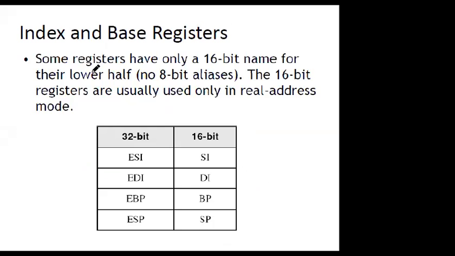Then we have index registers. Some registers have only a 16-bit name for their lower half, and 16-bit registers are usually used in real address mode. In real address mode, I have mentioned already that it will work as the 8086 microprocessor. And if it is working as the 8086 microprocessor, then the registers will be 16-bit registers, same as we had in 8086. There are source index, destination index. Then we have base pointer and stack pointer.